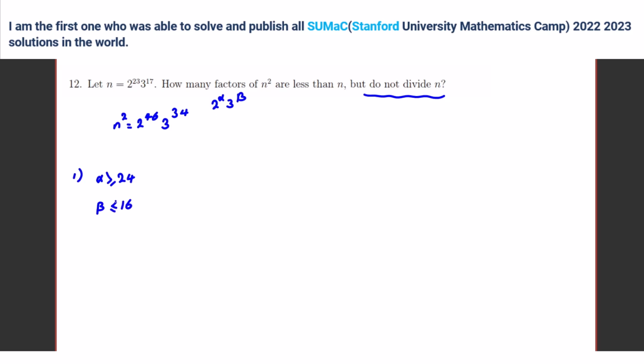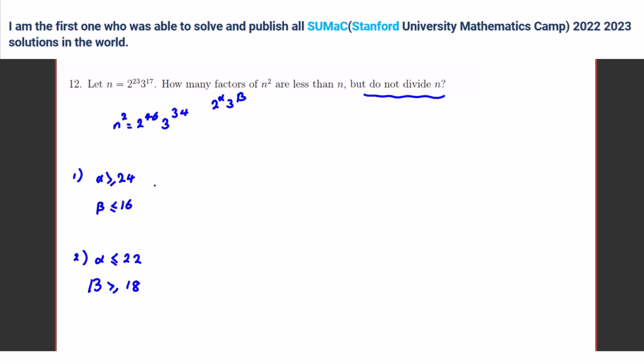Why? Because otherwise it'll be greater than n. Exactly, because of this condition. Second case is alpha what? Less than or equal to 22. And beta greater than or equal to what? 18.